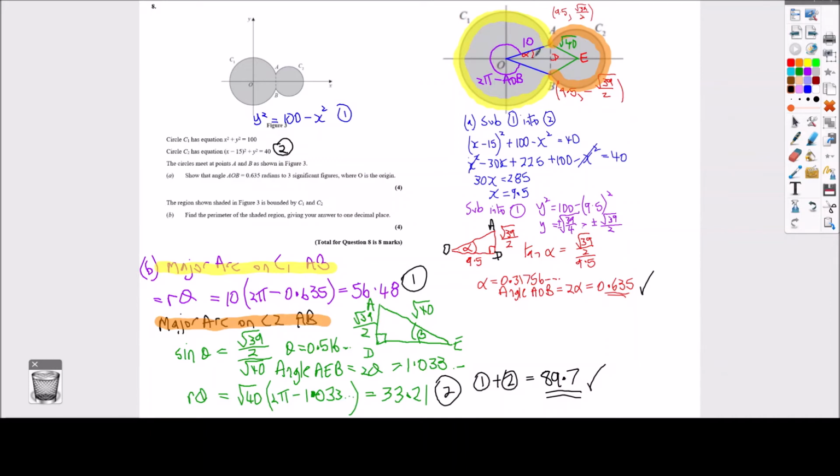Not alpha, not angle AOB, but this exterior angle here, this big reflex angle here. Now 360 degrees is 2 pi. So the angle that I want is 2 pi take away that angle AOB from part A. So 2 pi take away 0.635. So just make sure you understand where the angles come from. So it's just r times the angle, 10 times the angle gives me 56.48. So that length in yellow is 56.48.